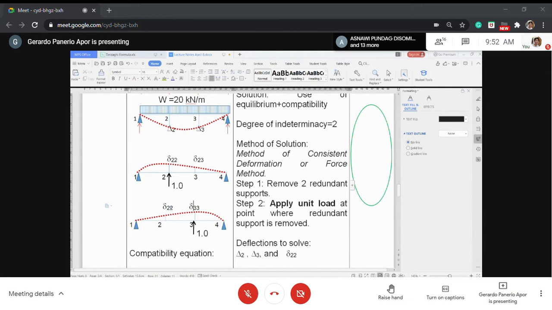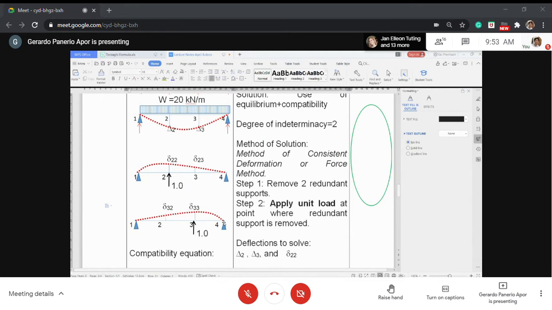This one is 3, 2. So, what is 3, 2? Okay. The first subscript refers to where the unit load is being applied. The load is applied at 3, not at 1. And 2 is the second subscript because you observe the deflection at point 2. So that's why it is. Okay. So that's complete. You apply two unit loads at the points where you removed the supports.